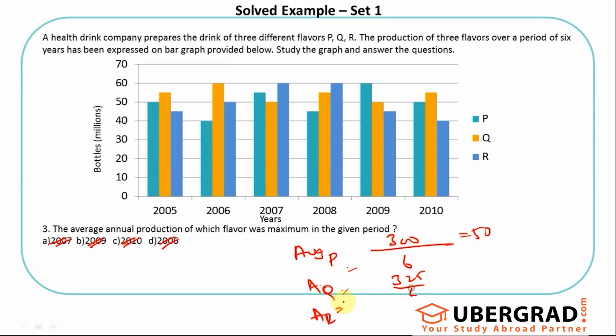I don't even need to find the rest, let me leave it here. I know that anyway AQ is greater than AP. Average P is 300 by 6, Q is 325 by 6. So that's good enough, I don't need to find more. And AR would be 45 plus 50, 95 plus 60, 155 plus 60, 215, 215 plus 45 is 260, 260 plus 40 is 300. Again, I'll get 300 by 6. So these two are not highest, AQ is highest. The average annual production of flavor Q is maximum in the given period. That's why the answer is Q.